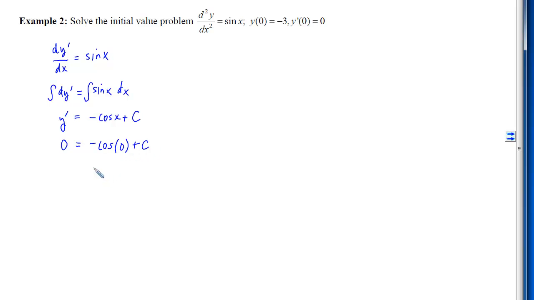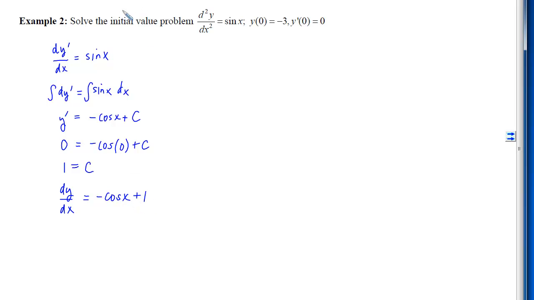Negative cosine of 0 is a negative 1. Move that to the other side. I isolate my c and get c equals 1. So now I know that y prime, or dy dx, is negative cosine of x plus 1.